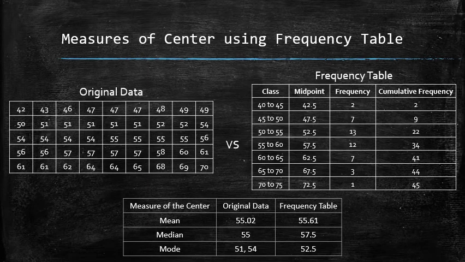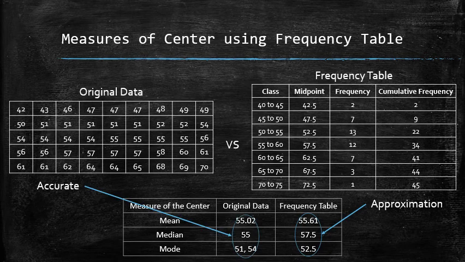Recall that the frequency table is created by grouping the observations into classes, which is a process that cannot be undone. So when we're using the frequency table, we essentially assume that all observations in each class are the same as the class midpoint. As a result, the numerical summaries obtained from the frequency table are only approximations of the numerical summaries obtained from the original data set.